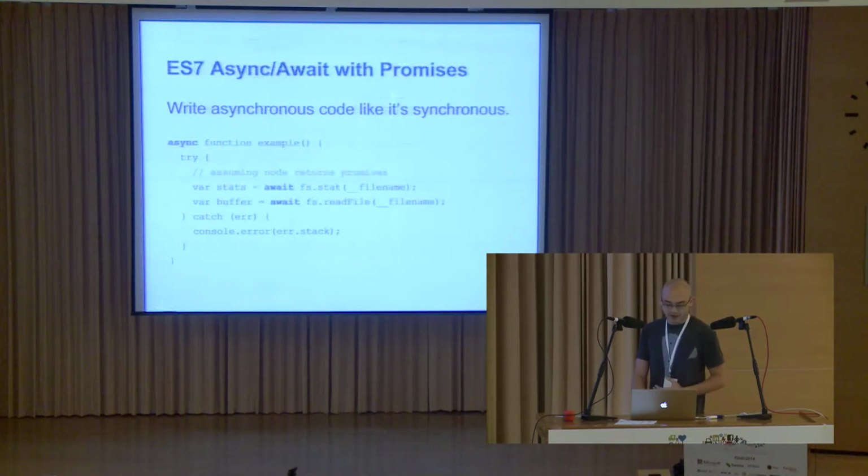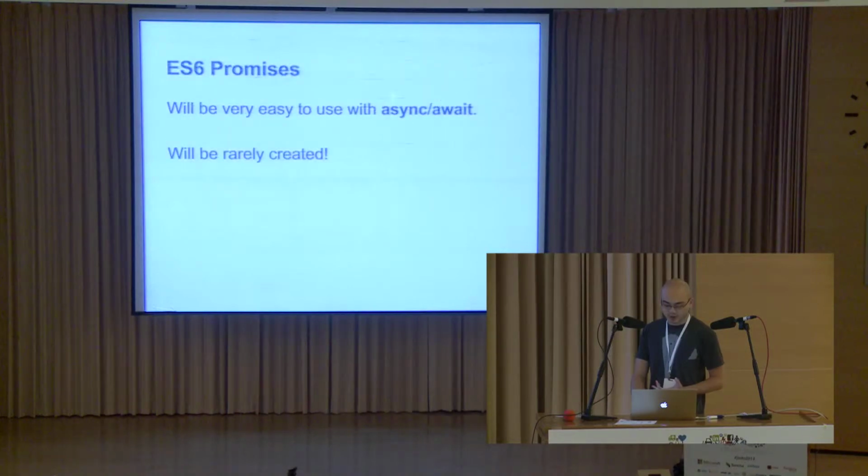The great thing about async await is that you would rarely ever have to actually use promises. Creating promises is very confusing, and using promises is confusing. But when you have async await, you're just using the promises without actually using the promise API, which is very confusing. And that's the greatest thing about ES7 and async await.